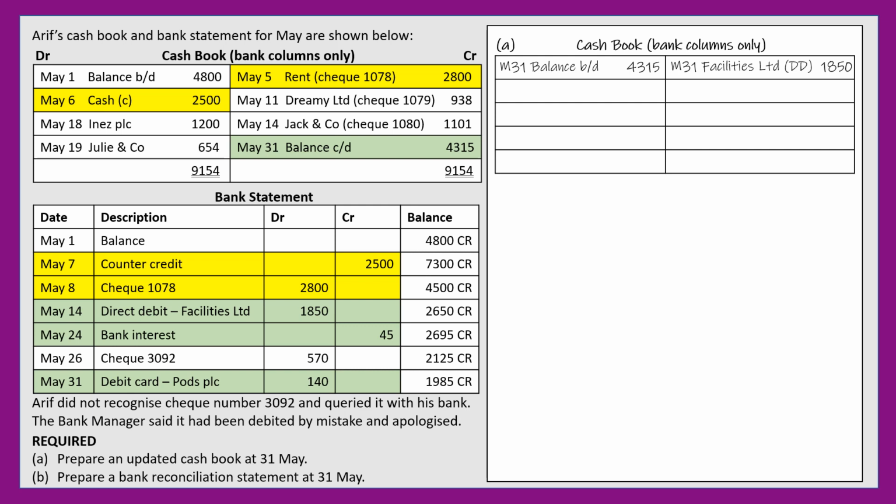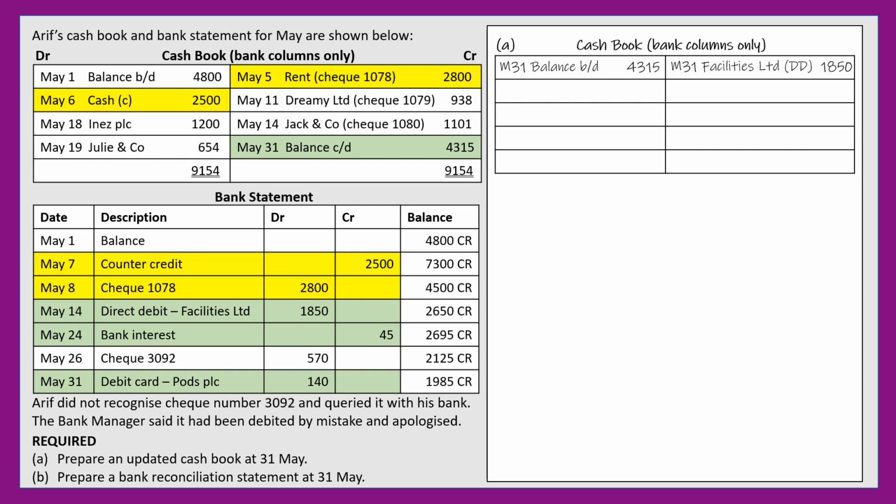And then next thing, some bank interest. And you always have to be careful with bank interest because it might be that the owner has earned some bank interest, or it might be that the bank has charged them some bank interest. And really, you just have to pay attention to the debits and the credits. So on the bank statement, I can see on May the 24th, there was bank interest, and his bank account was credited with £45. And if I look at the rolling balance in his bank statement, I can see it's gone from 2,650 up to 2,695. So he has earned this interest.